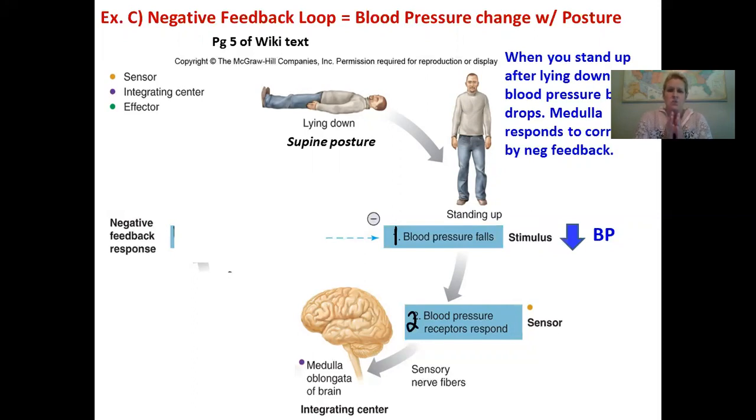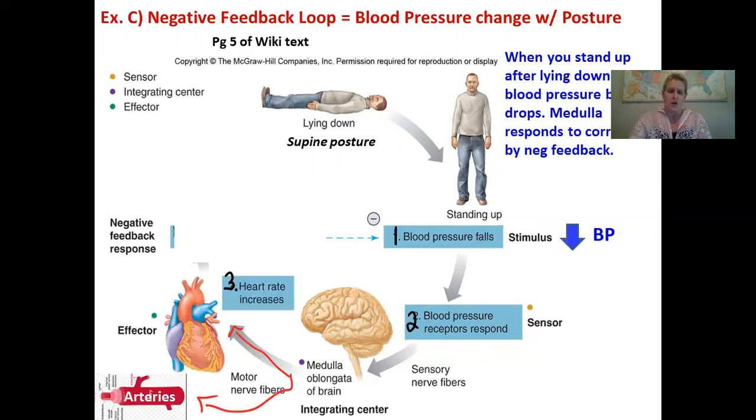Now, it's going to respond by stimulating effectors. And remember, effectors are muscle cells or glands. And in this case, it's going to be two types of muscles. So the medulla is going to stimulate your heart rate to increase right here. So your heart's going to go boop, boop, boop, boop, boop, boop, boop real fast. And that should drive up your blood pressure because whatever happens to heart rate, blood pressure follows directly.